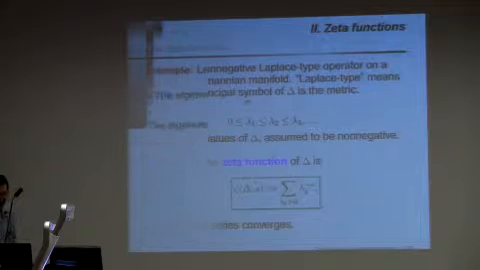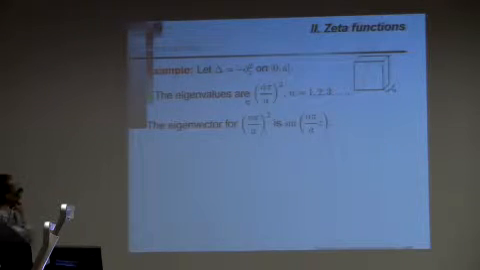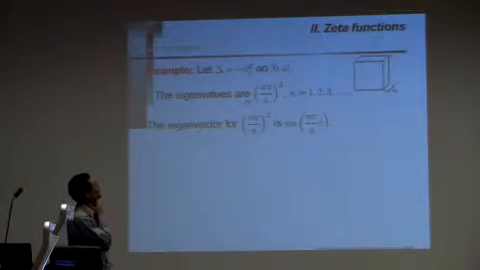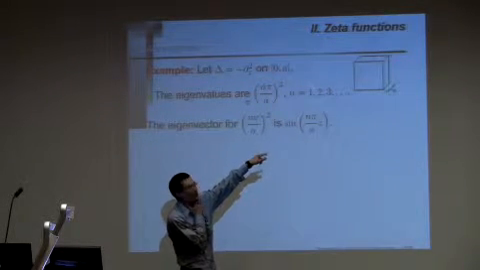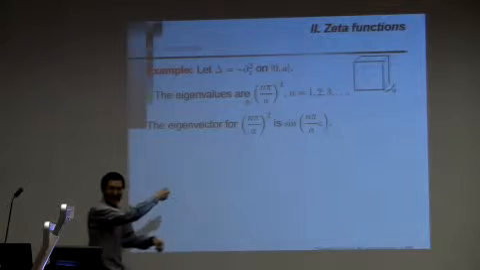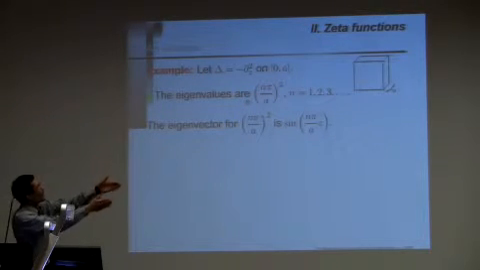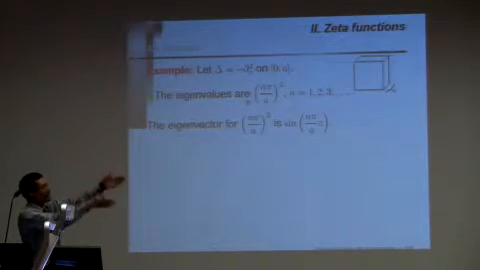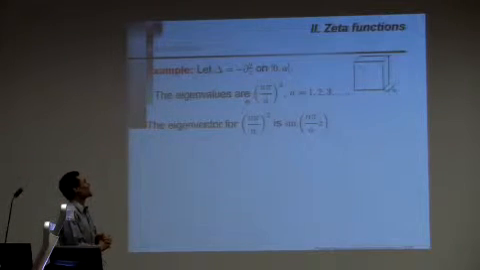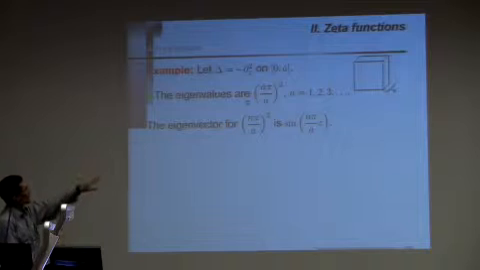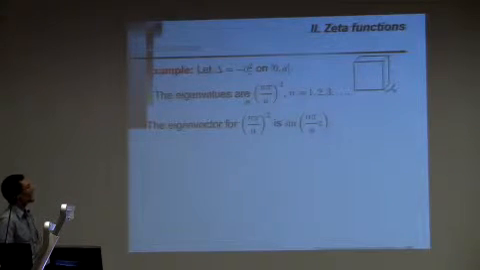So let's look at an example real quick. Let's look at negative d squared over dz squared on an interval 0 to a. The interval 0 to a is exactly, say, the corner of Casimir's box. So it's exactly a segment of length a, and you have Dirichlet conditions on the ends of it. The eigenvalues are (n pi over a) squared, and the corresponding eigenvectors are sine of n pi z over a.